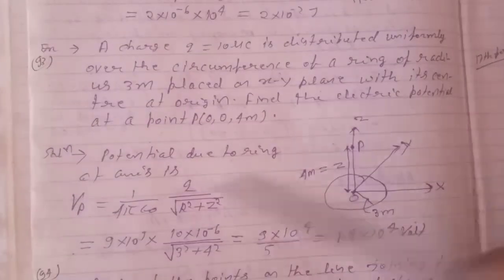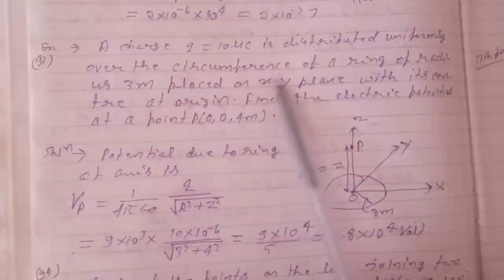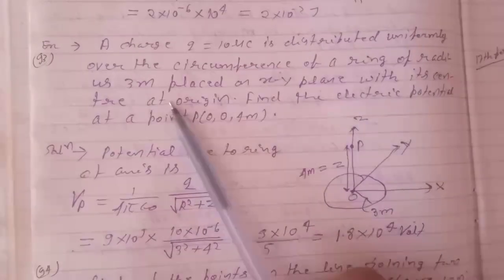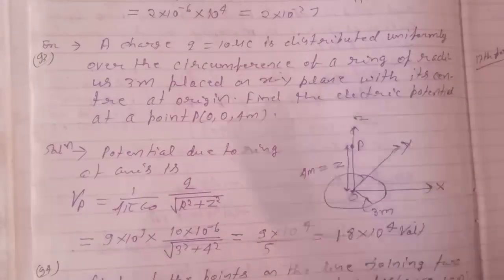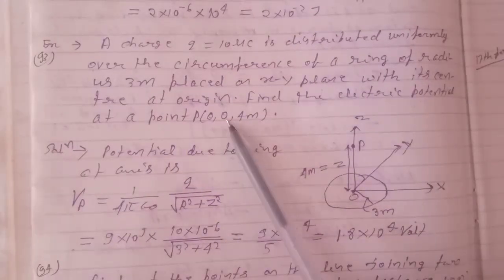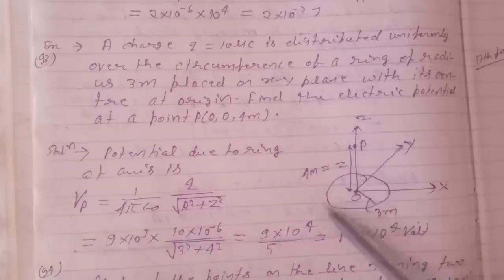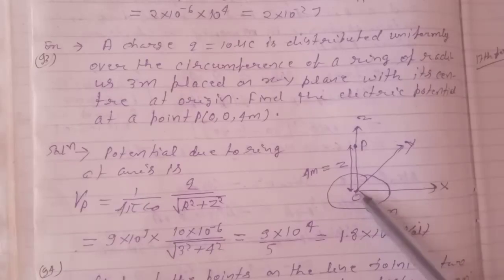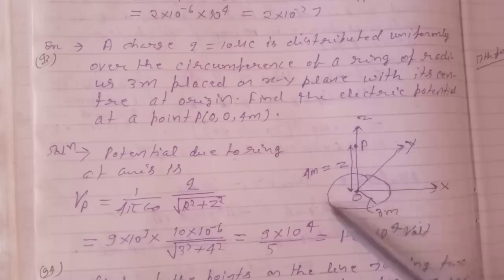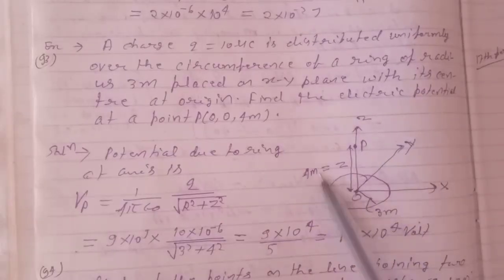Next, a charge Q equals 10 microcoulomb is distributed uniformly over the circumference of a ring of radius 3 meter placed on the XY plane with its center at origin. Find the electric potential at a point (0, 0, 4 meter). The situation is shown here. The center is at the origin, that is, the charged ring is placed in the XY plane, and we have to find the potential on the Z axis as shown in the figure at a distance of 4 meter.